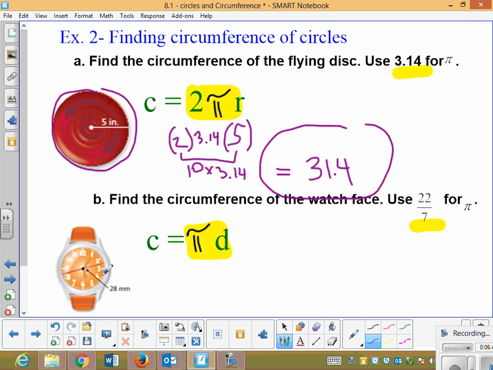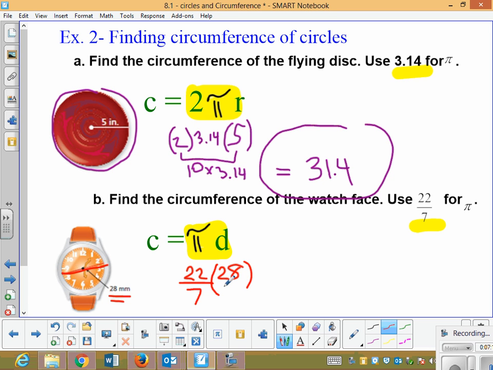Now, for this watch, what's the distance around the circumference of this watch? In this example, they gave us that the diameter right here is 28 millimeters. So I'm going to put 28 for the diameter. But this time, instead of using 3.14, they want us to use 22 over 7. So I'm going to put 22 over 7. It means the same thing as 3.14, but they want you to use the 22 over 7 instead.